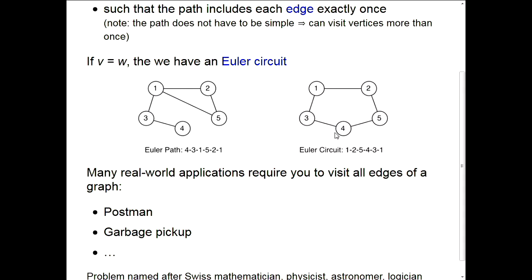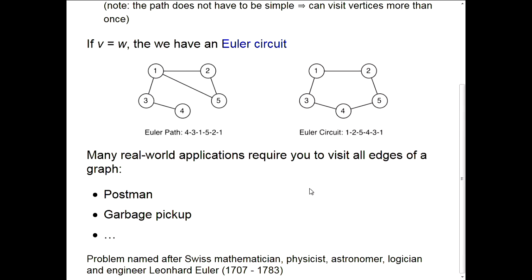This is very clear. What are real-world applications of trying to find an Euler path? If you want to visit all edges of a graph, postman, garbage pickup, that would be typical examples. Now, this problem is named after a Swiss mathematician, physicist, astronomer, logician, and engineer. Anything you can imagine. Leonhard Euler, and because he was Swiss, he is pronounced not like you would pronounce Europe, Euler. He really is pronounced Euler.